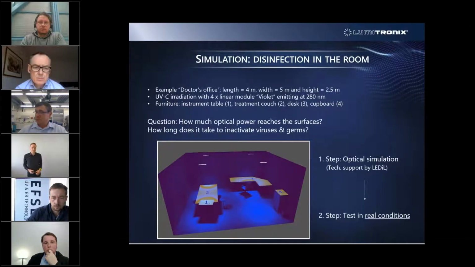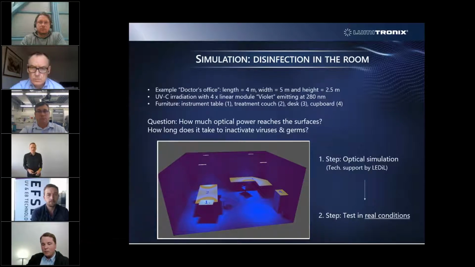So coming to our room concept, the simulation that we did, the room is supposed to be a doctor's office. It has a length of 4 meters, a width of 5 meters, and a height of 2.5 meters. We put 4 of our modules across the ceiling, and we put some furniture in it: an instrument table, which is number 1, a treatment couch, which is number 2, a desk, which is number 3, and a cupboard, which is number 4. As you can already see in this picture, we do have some areas with shadow.